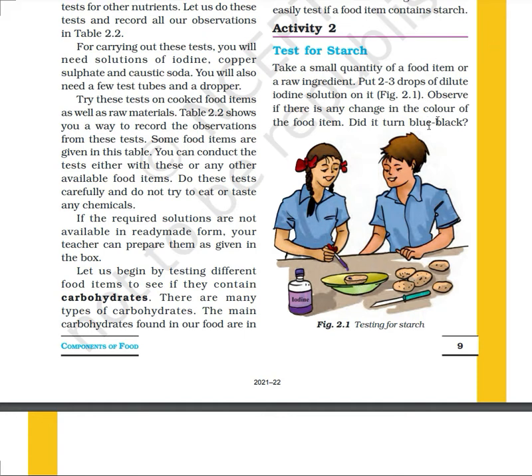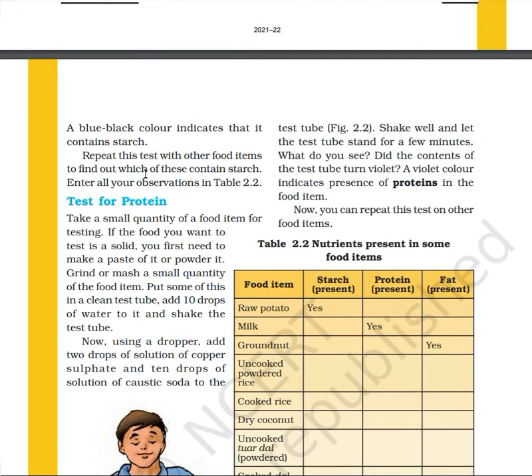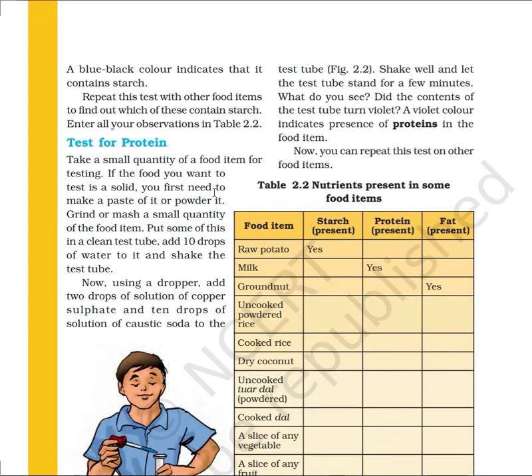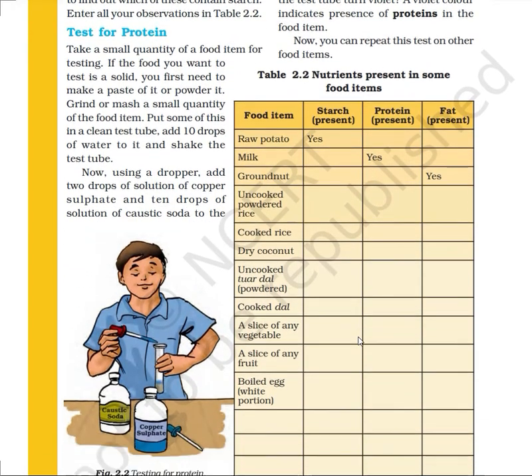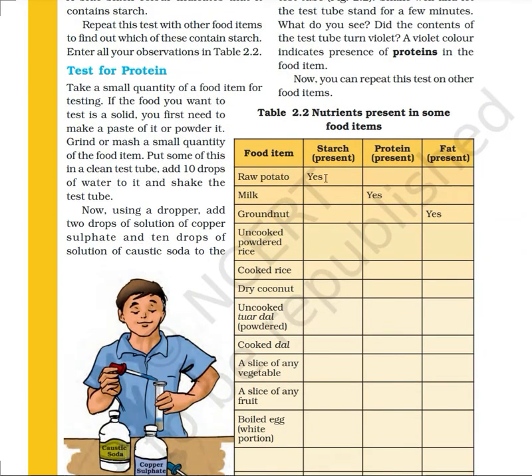These questions are just useless. It just tells us blue-black. It turns blue-black. A blue-black color indicates that it contains starch. Repeat this test with other food items to find out which of these contains starch. Enter all your observations in table 2.2. So this is table 2.2. You can fill it. It is also infinitely expandable, and some things are just given.